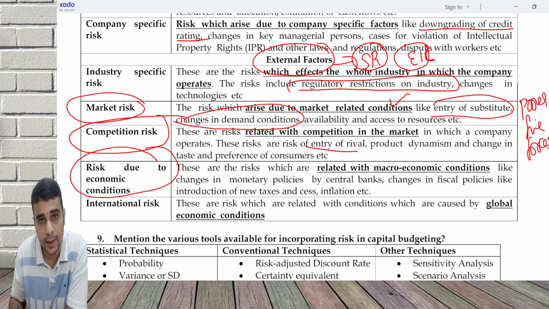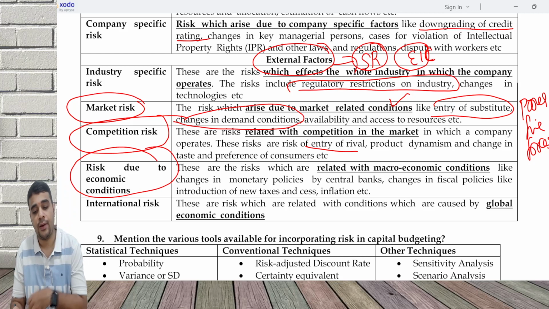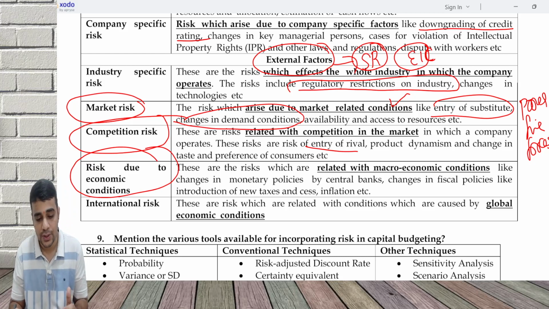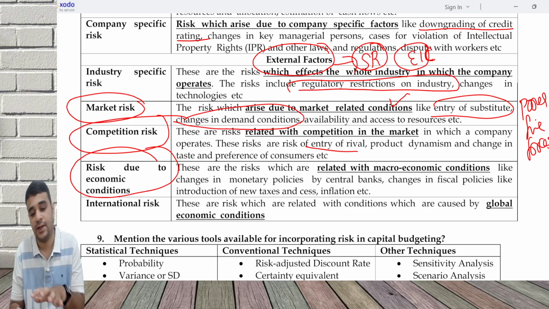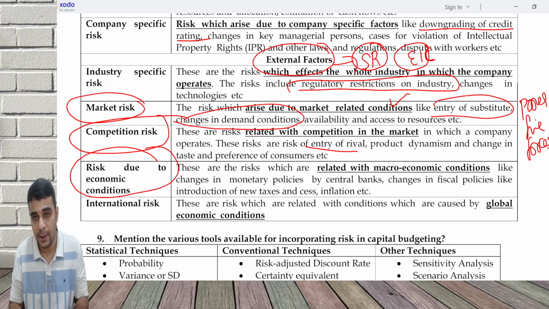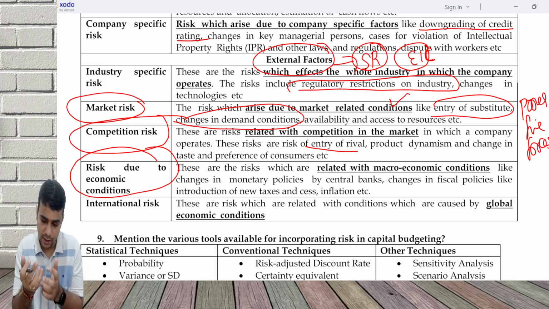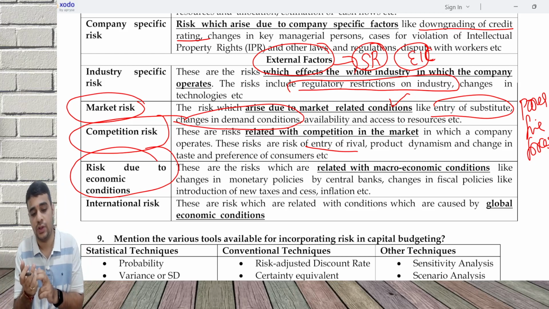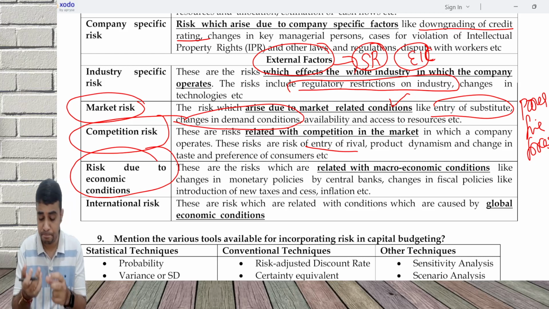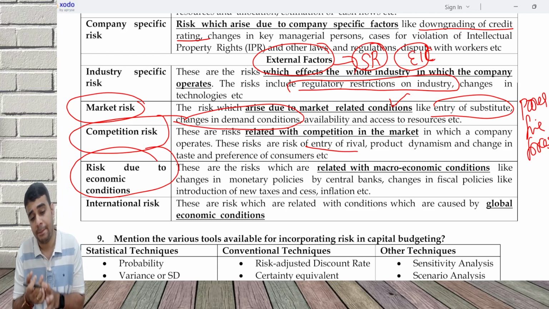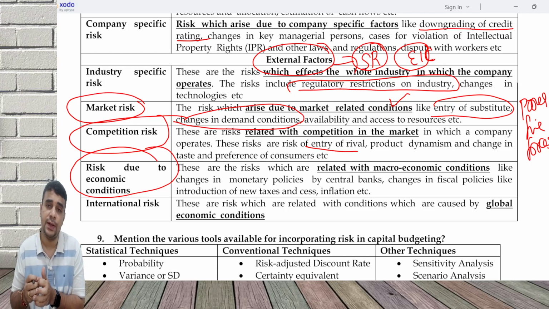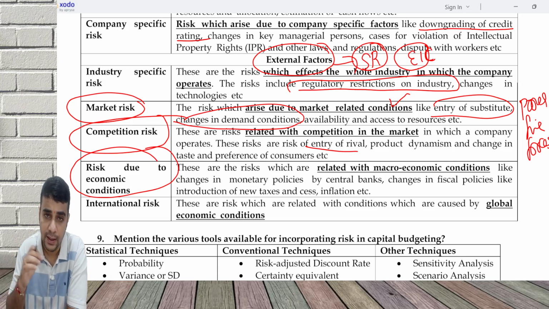These are macroeconomic conditions. What are the macroeconomic conditions you can think about? That is government bringing in some new taxes, which is fiscal policy changes, or the monetary policy changes, by which the overall economy growth changes. GDP growth is one macroeconomic factor. Unemployment rates, poverty rates, per capita income, all this is going to impact my project.